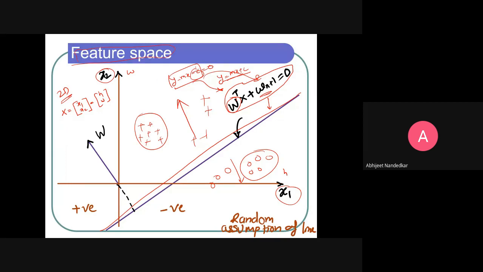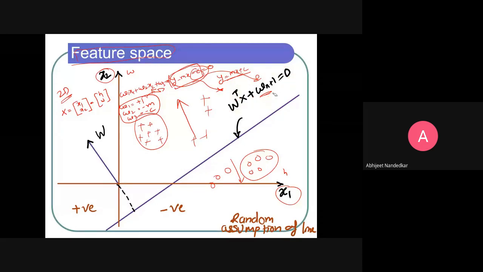If you just take a 2D example, I can write this as w1 x1 plus w2 x2 plus w3 equal to 0. So what is w1? w1 is plus 1, w2 is minus m, and w3 is minus c. This is the comparison between these two equations. It is just the way of representation. For simplicity, we write it as W transpose X plus W n plus 1.